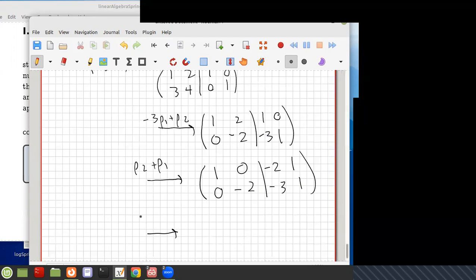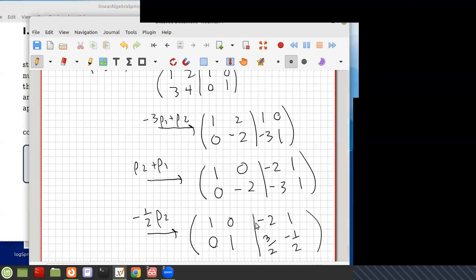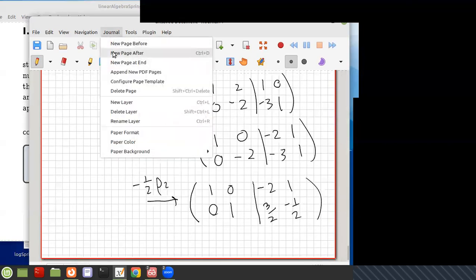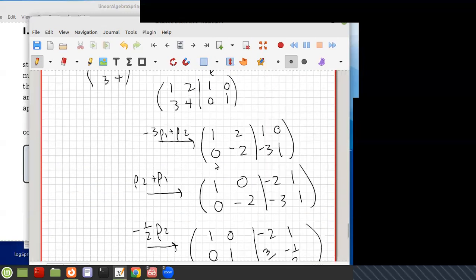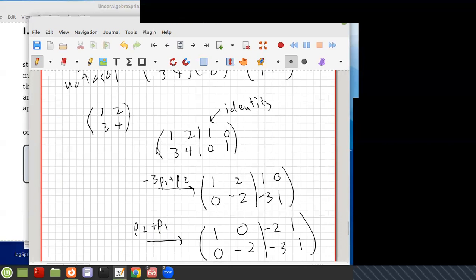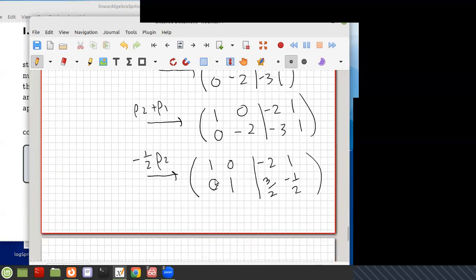Then the last one is I multiply row 2 by -1/2 to change this into a 1, because that will put this matrix into reduced row echelon form. It won't change this, but it will change this one. That will be 3/2, and this will be -1/2. Now, if I haven't made a mistake, what I've done is started with the identity matrix over here and did row operations until I got the identity matrix over here. If it's invertible, you're going to end up with the identity matrix, and the other side is the inverse.